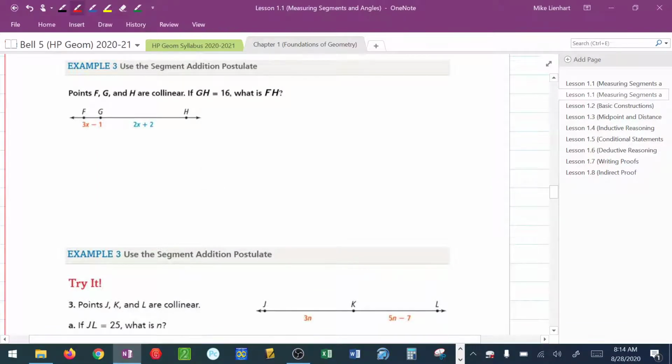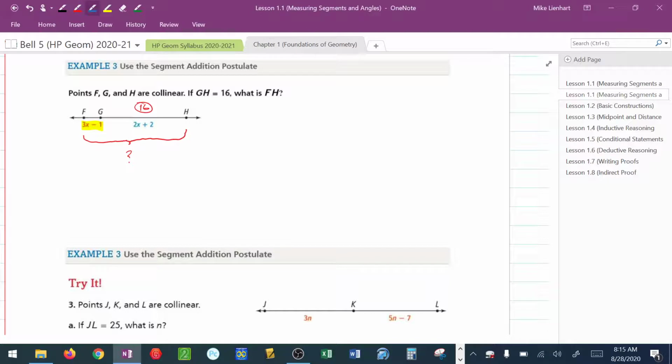All right, here's what I know. I know that GH is equal to 16. So this measurement right here is 16 from G to H. Now, they want me to find FH. FH goes this whole length right here. In order to find FH, I have to know how big FG is. FG is represented by this expression, 3x minus 1. In other words, I got to know x.